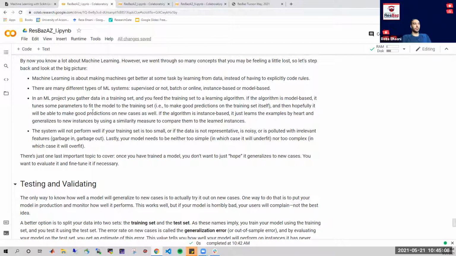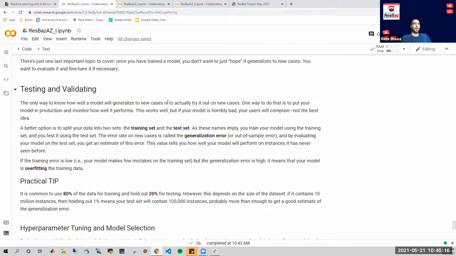And finally, our model should not be too complex, which leads to overfitting, and it should not be too simple, which causes underfitting. There's also just one more thing I'd like to talk about, and after that we will take a short break and come back with a practical example for machine learning.